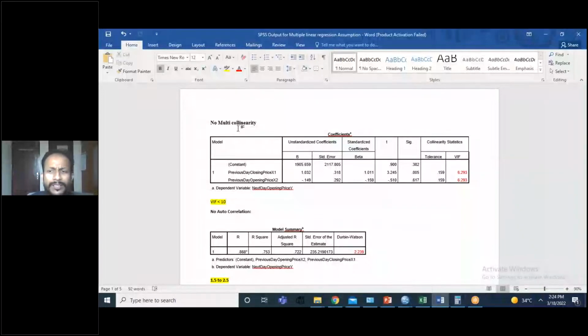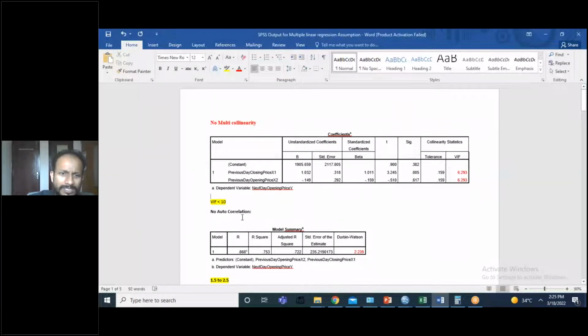Okay, so this is nothing but the critical tables of the output window of SPSS, where we have tested all the 5 assumptions of multiple linear regression. So what are all those assumptions? These assumptions are like, no multicollinearity. That is one assumption, and that has been fulfilled. Why has it been fulfilled? Because the VIF, the one which is mentioned here, is lesser than 10. That's the critical value.